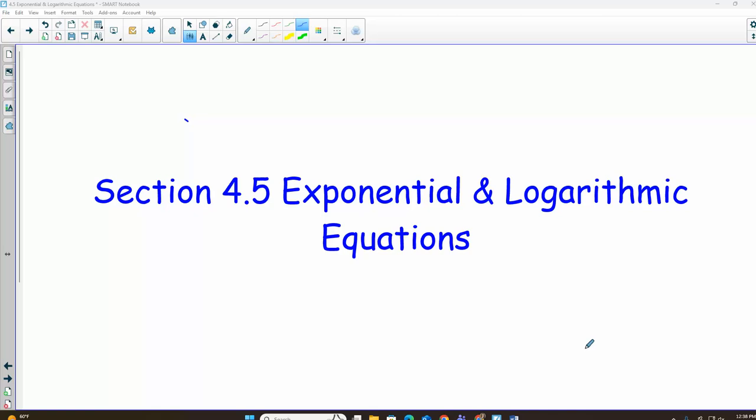Get a common base on each side. If we can't get the same base on each side, we have to have a different strategy for solving it. So that's what we're going to look at now.